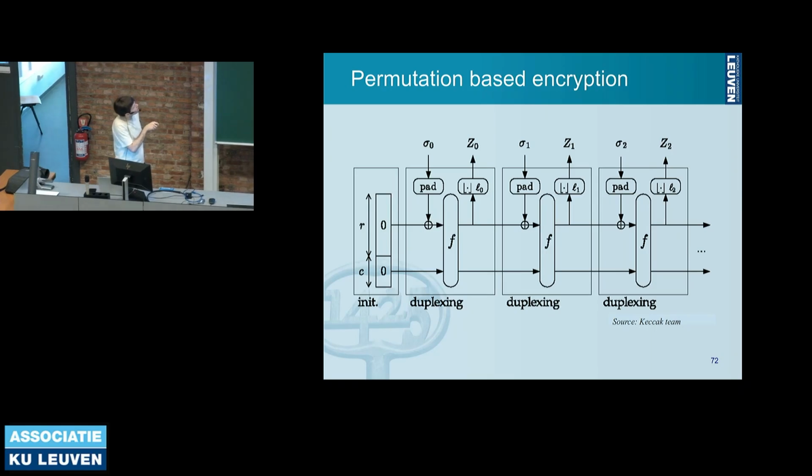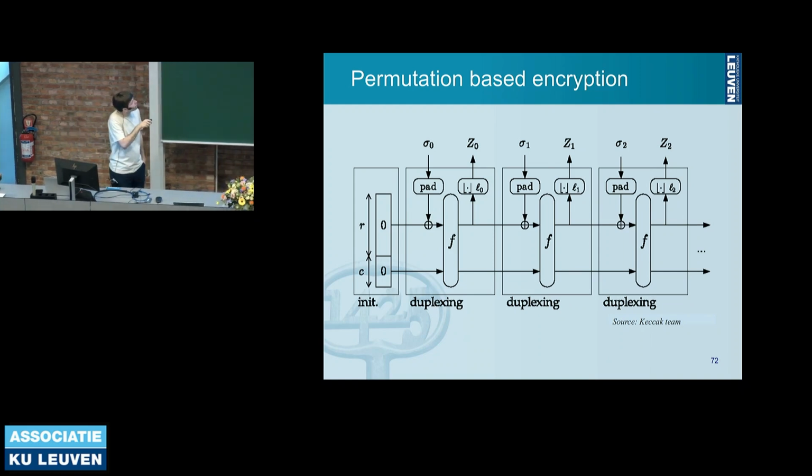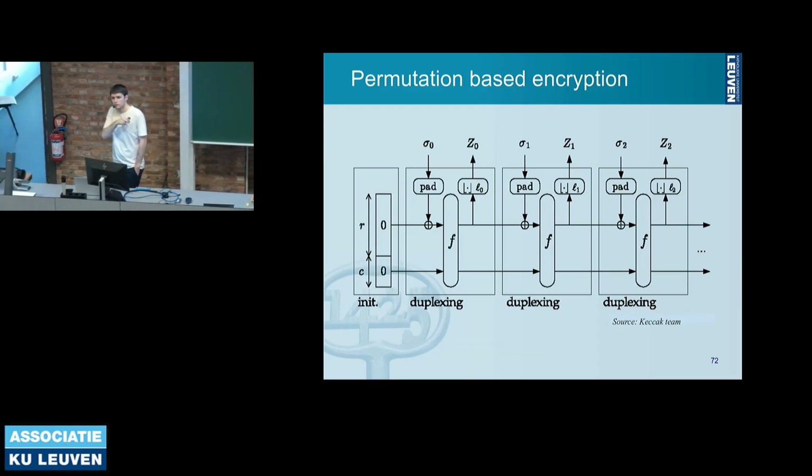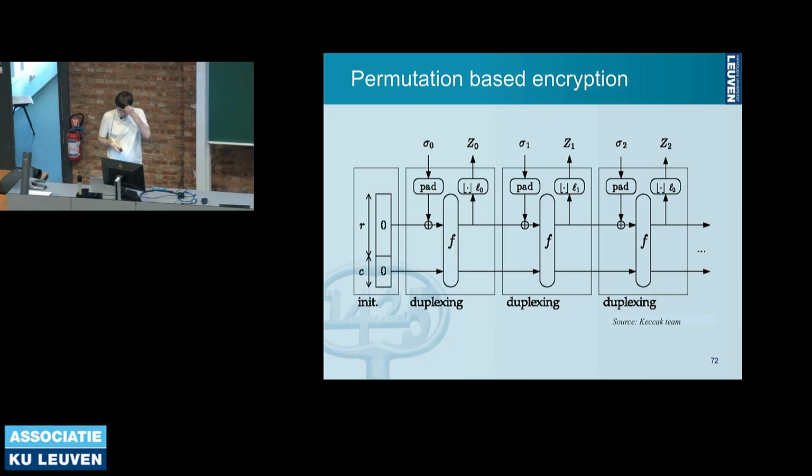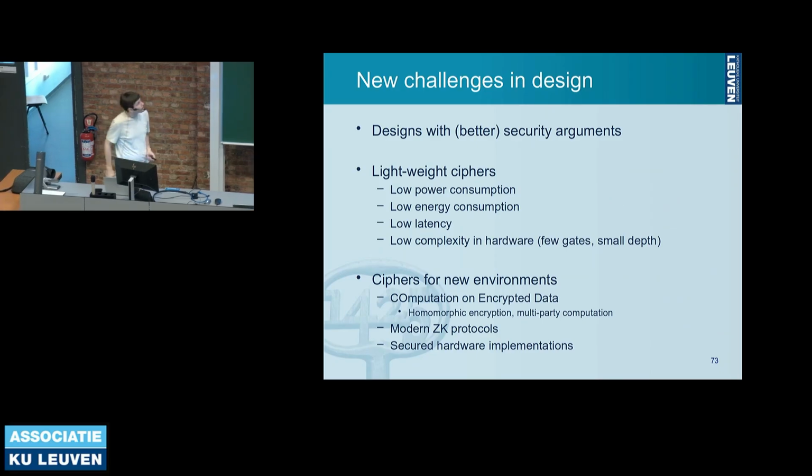For authentication, you put in the message blocks, and then at some point you extract a tag block. And for encryption, you can use this to generate a key stream. So after you put in all the context, you can use it for authenticated encryption.